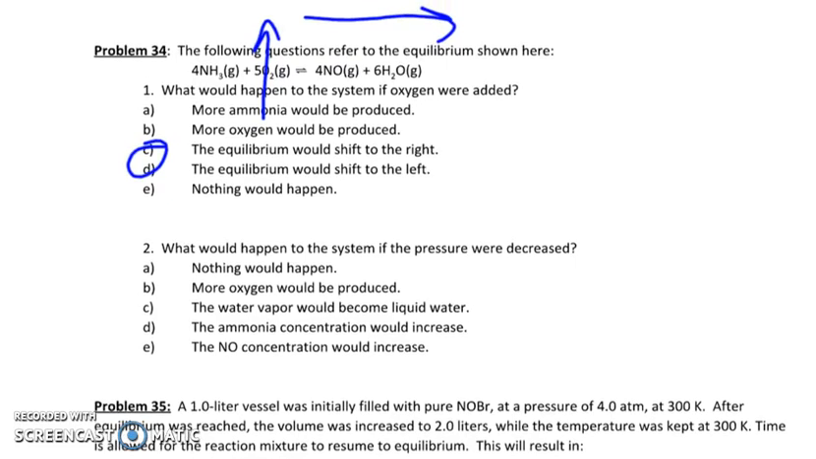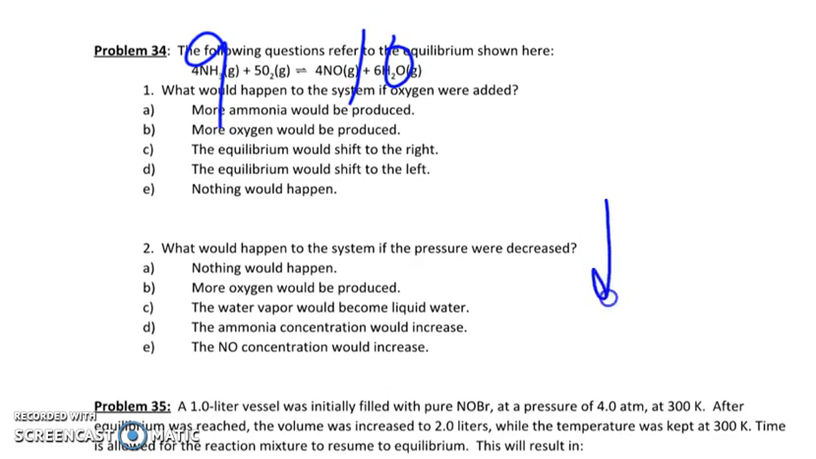All right, how'd you do? Well, I'm going to erase this, and this is where if pressure is changing, you need to count. So how many gas molecules are on the left-hand side? Well, 4 plus 5 make 9. And how many are on the right-hand side? I see 10. So if pressure goes up, it's going to shift towards the 9. So if the pressure would decrease, it's going to shift towards the 10.